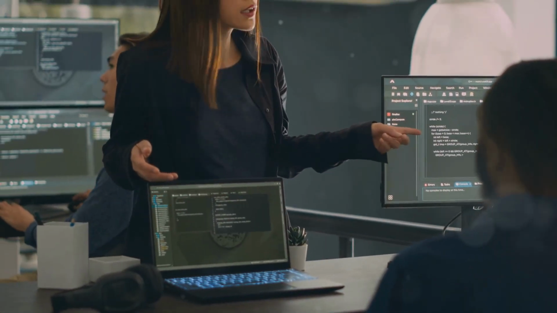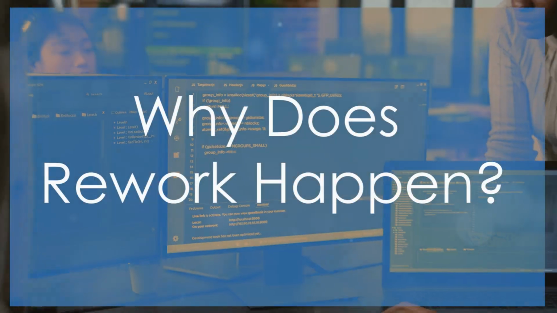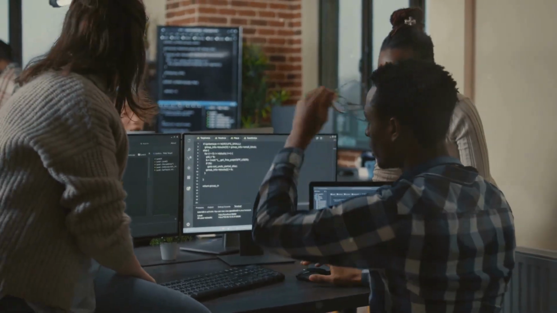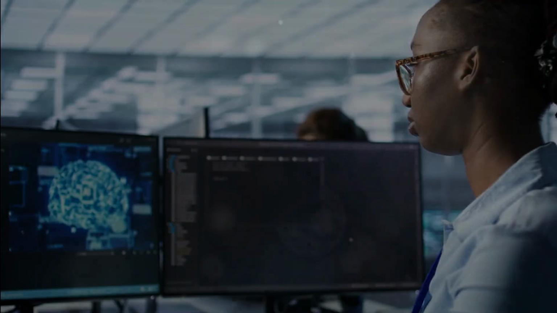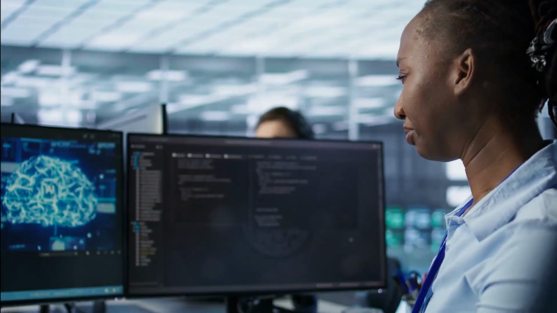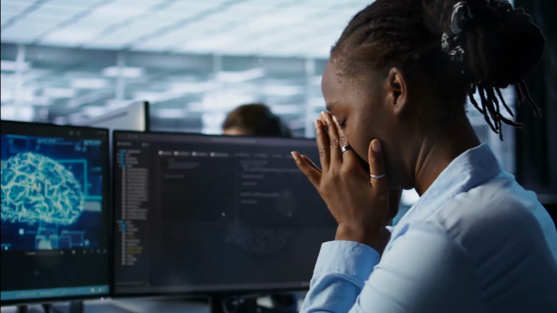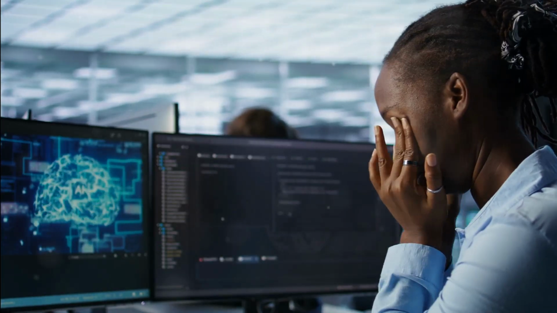Rework rate in software development refers to the amount of effort spent fixing, modifying, or rebuilding work that was already considered done. This usually happens when defects are found, requirements change, or misunderstandings surface after development or testing. Rework rate matters because it directly affects delivery speed, cost, and team morale, making it an important quality and efficiency indicator.